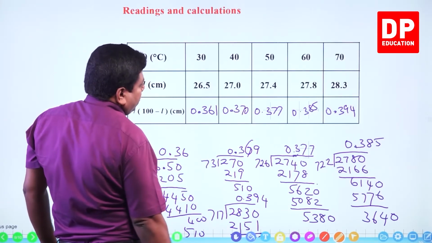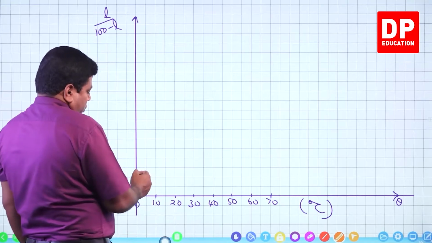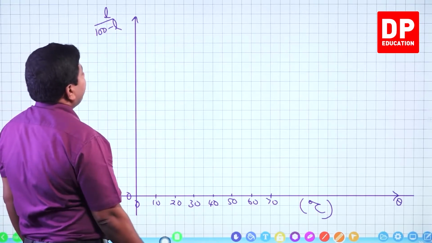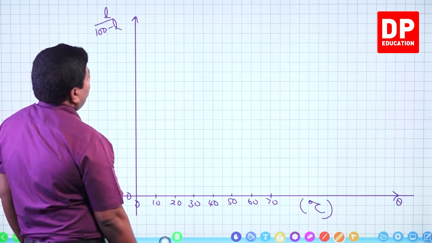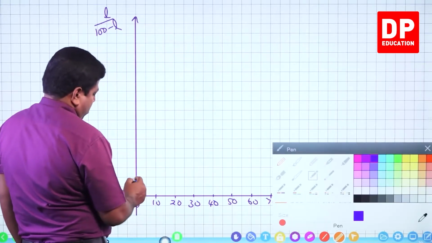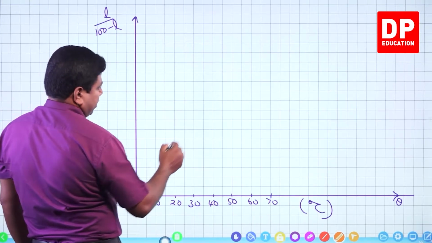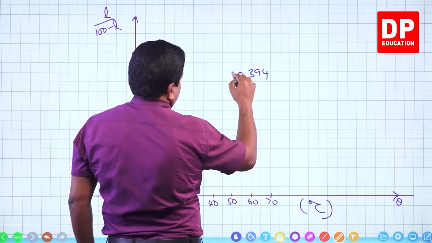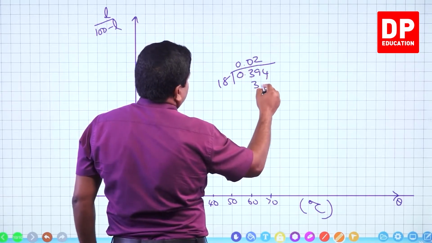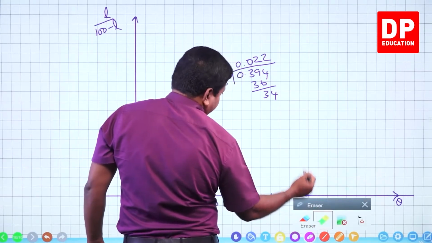L over 100 minus L goes up to 0.394. So, how do we do it? We have 18 scales. We need up to 0.394. If I take this as 18, 0.394 divided by 18, we will take 0.025 per scale.